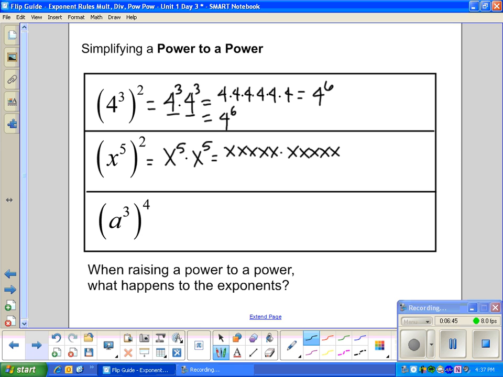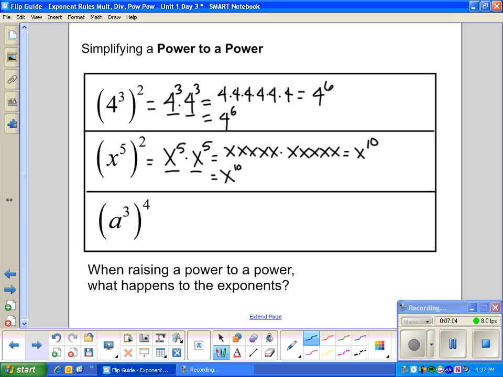But I can see that it's really giving me x to the 10th power. I could have used my shortcut because I've got the same base. All I need to do is add exponents when I'm multiplying. So here we go. That would give me x to the 10th power. 5 plus 5 is 10.